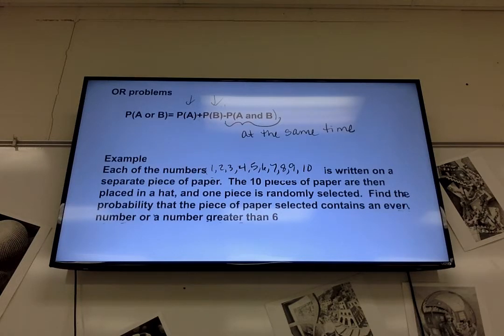So, important things to know. You have all these numbers written down. They're put in a hat, and we want the probability, basically the question: the probability that it's an even number or a number greater than 6.